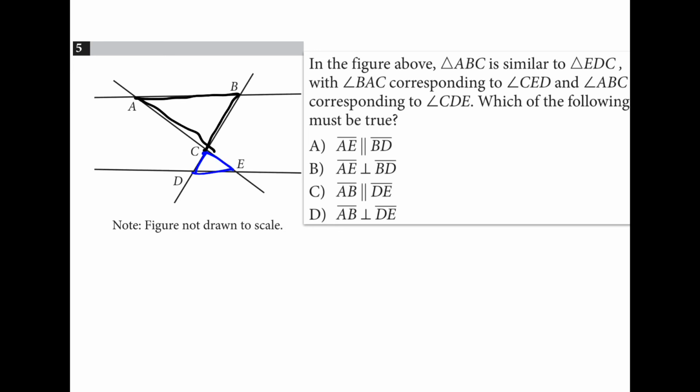So here we have two similar triangles, ABC and then CDE. That means the side lengths are proportional to each other. And they tell us that BAC matches up with CED, so those are the equivalent angles, they're kind of flipped. And also that ABC corresponds with CDE.